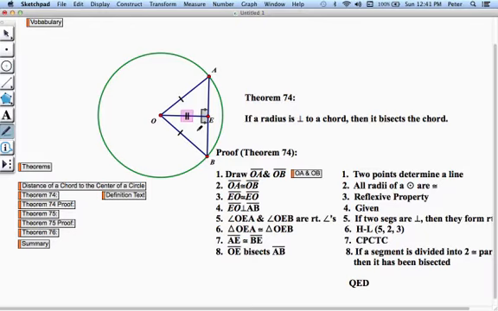All right, it's not really important that you are able to run through that proof again, but it's really important that you recognize that when a line from the center of a circle is perpendicular to a chord, it bisects it. All right, let's move on now to Theorem 75.